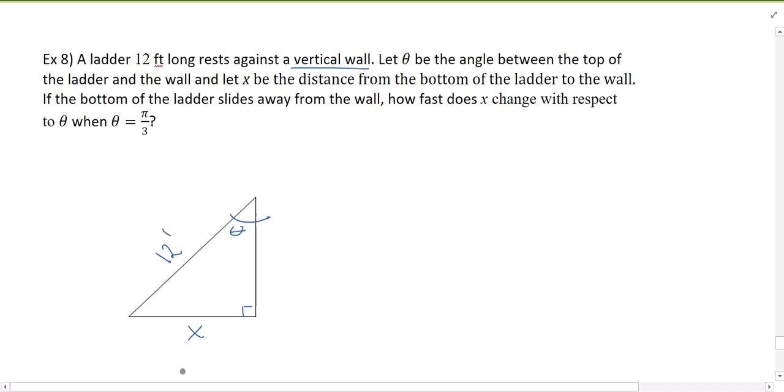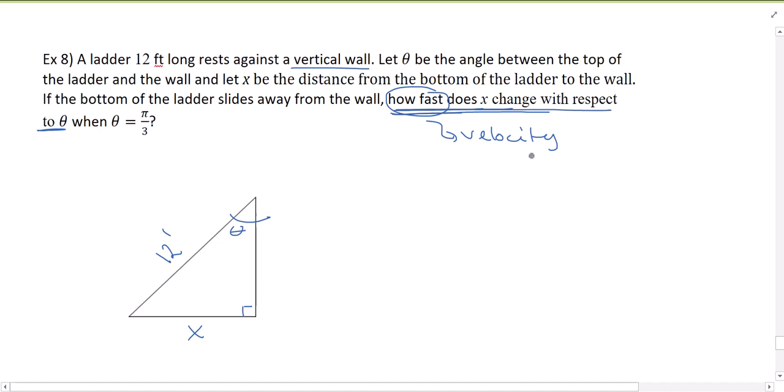Okay, what are we trying to find? So always with word problems, I say focus on what the question is or the task. What are you supposed to be doing? So the question here is how fast does X change with respect to theta when theta is pi over 3? How fast does X change? So what is that a measure of? How fast is velocity, right? So essentially we want to find how fast X is changing. So what is the velocity when theta is pi over 3?